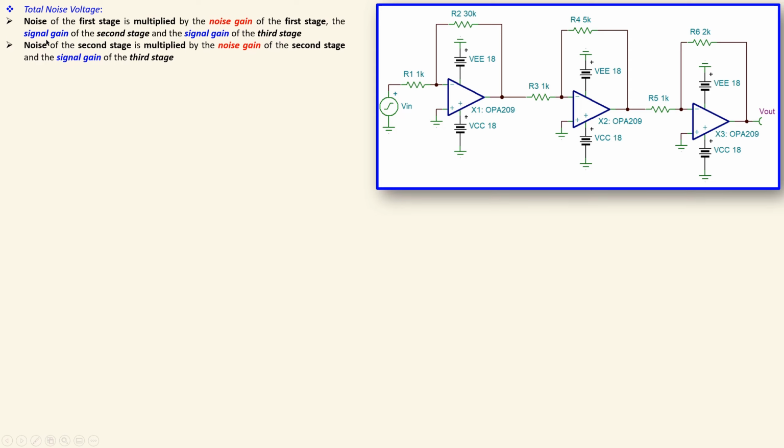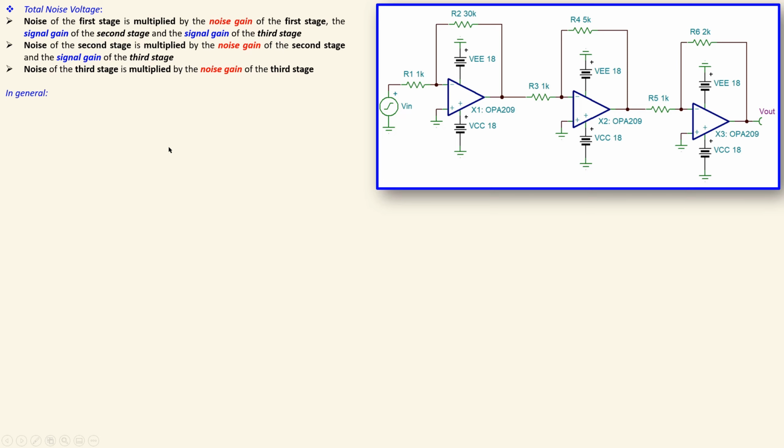Now, in a similar form, the noise of the second stage, only this one, will be multiplied by its own noise gain, but then by the signal gain of the third stage. So this will also be noise free looking from here. So it will be from the input all the way to the output, and the first one will also be from the input all the way to the output. Now in a similar form, looking only at the third stage, that will only be multiplied by the noise gain of the third stage. So this is a procedure we will use later on to determine the total output referred noise voltage.